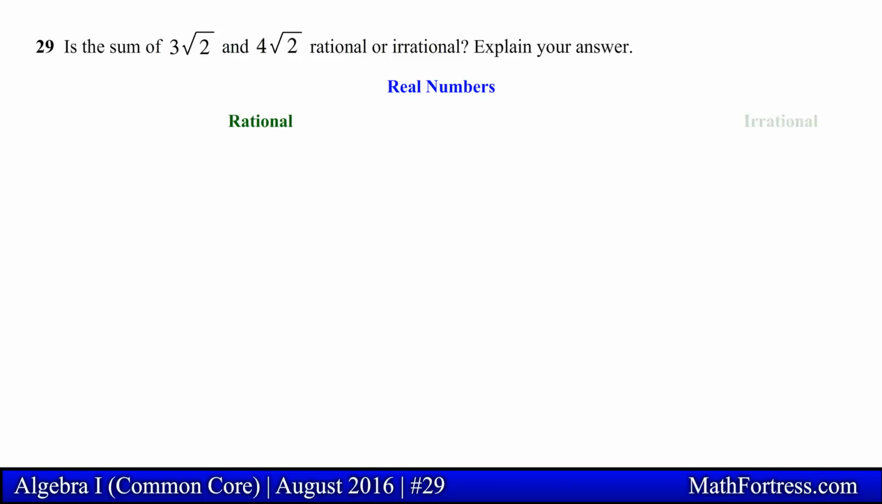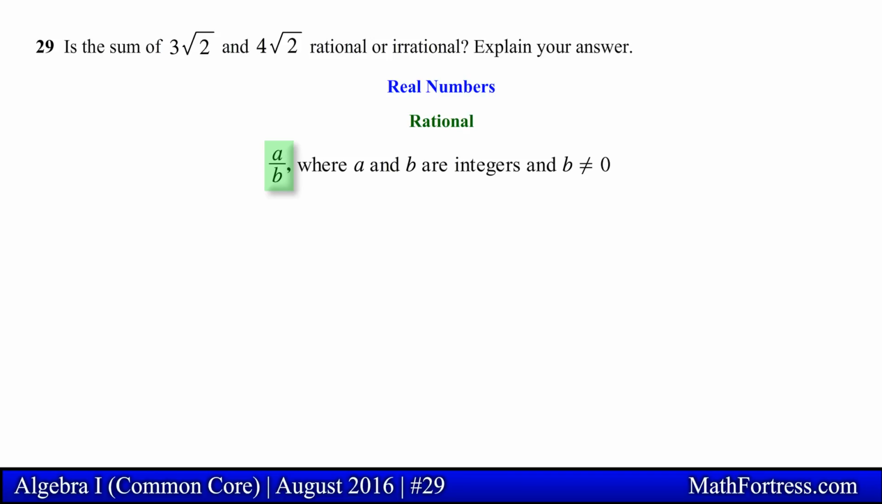A rational number is a number that can be written as a ratio of two integers of the form a over b, where b does not equal 0. Numbers such as 0, 1/2, -8/3, and -5 are examples of rational numbers. Rational numbers can also be written as decimals.